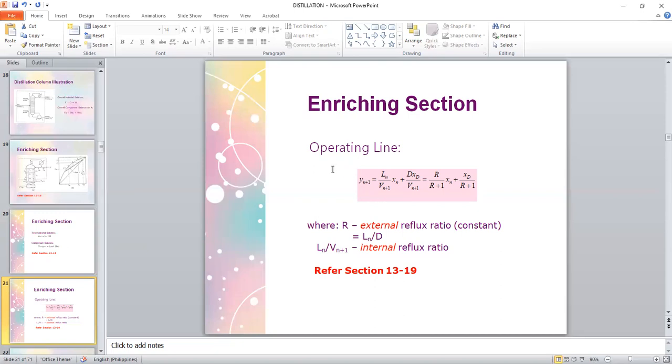Now, going back to the operating line, in any line, you have y equated to the slope times the x of that line plus the y-intercept. I'd like to make this bigger.